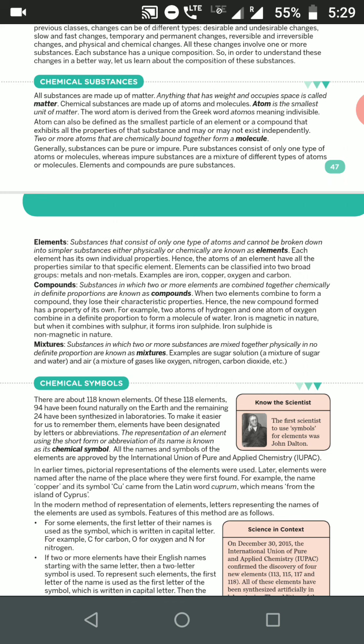Now chemical symbols. What are chemical symbols? See, till now there are 118 elements. Of the 118 elements, 94 elements are naturally found on the earth and the remaining are man-made elements. Now, how to represent these elements? The representation of an element using a short form or abbreviation is known as a chemical symbol.